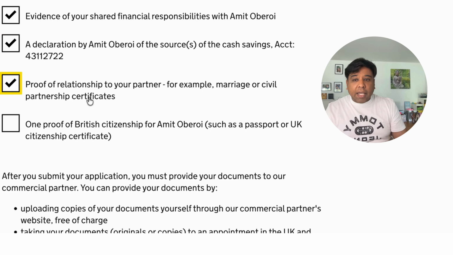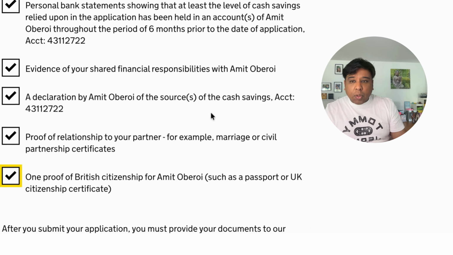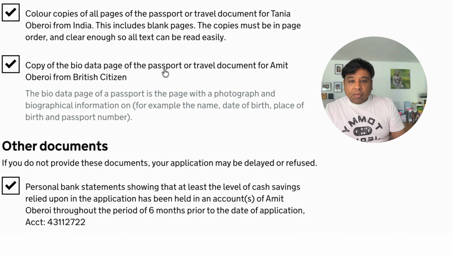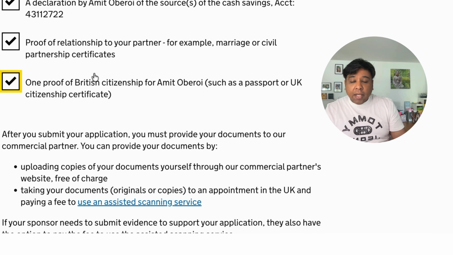Proof of relationship, like marriage certificate or civil partnership certificate. And I think you can also add photographs also. One proof of British citizenship for Amit, such as passport copy, I think it's already here. Copy of the biodata page of the passport is almost the same. It shows date of birth, place of birth, and all of that.